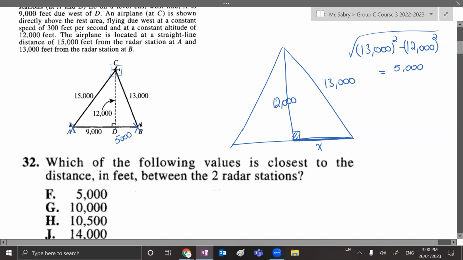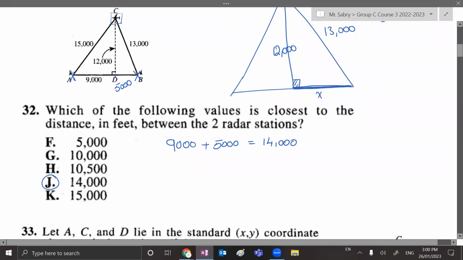Then what's the distance between the two radars altogether? It's this 9,000 at the beginning plus the other 5,000 that I just figured out. So it's a total distance of 14,000. So it's J, the correct answer. Does this make sense?